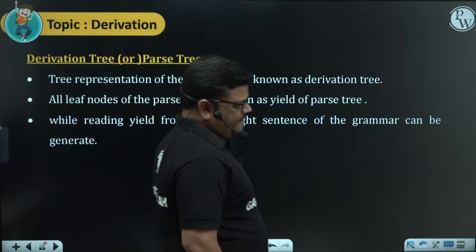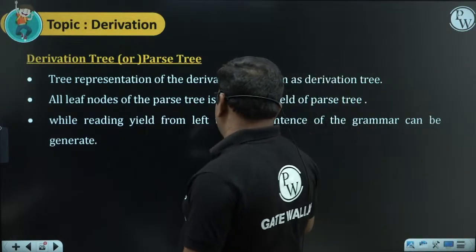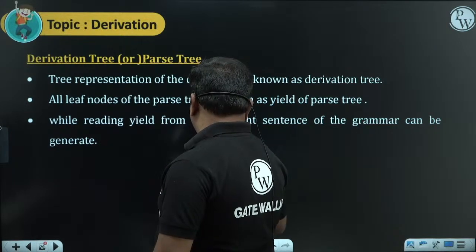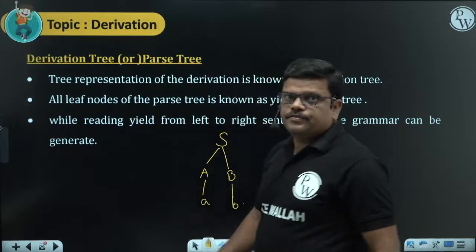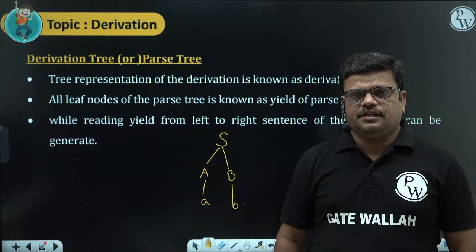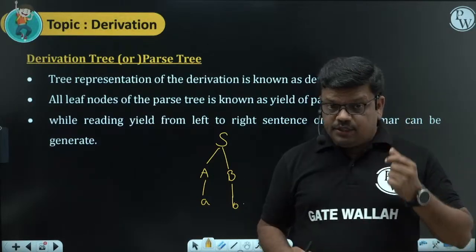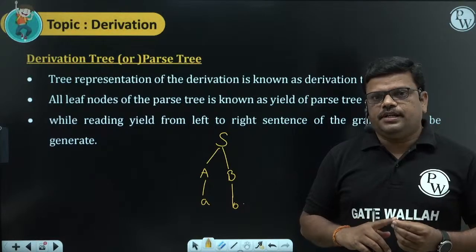Derivation tree: a tree representation of a derivation, a graphical representation of a derivation. The graphical representation of a derivation is known as a derivation tree or parse tree. These parse trees are most commonly used in compilers. At compiler design time, we generally use this type of derivation.